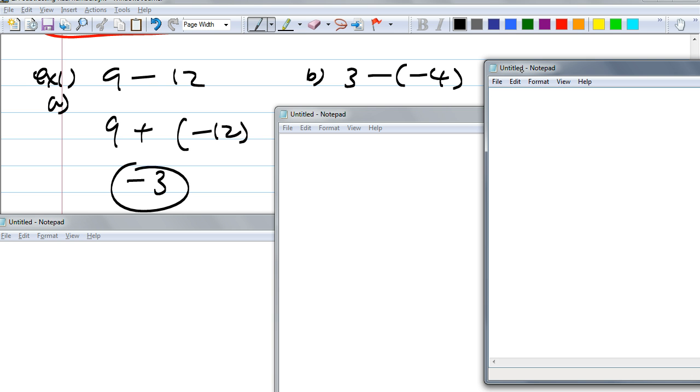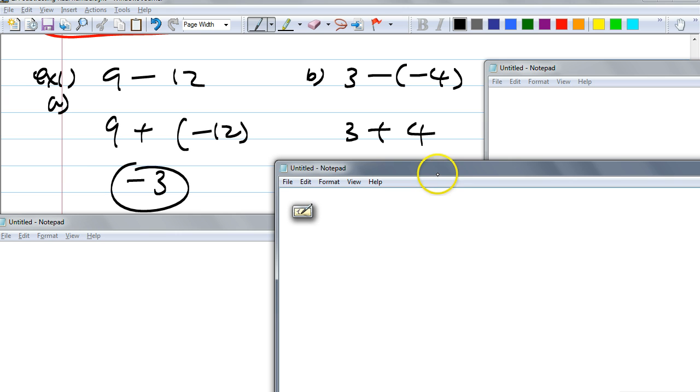How can we use the definition of subtraction in this case? Michael, what should I write here? As I change this to an addition, what does 3 minus negative 4 really mean? 3 plus? Yeah, 3 plus 4. Why does this become 3 plus 4, guys? Yeah. You could think of it as two negatives equals positive. That's a shortcut. But we're really using the definition of subtraction, are we not?